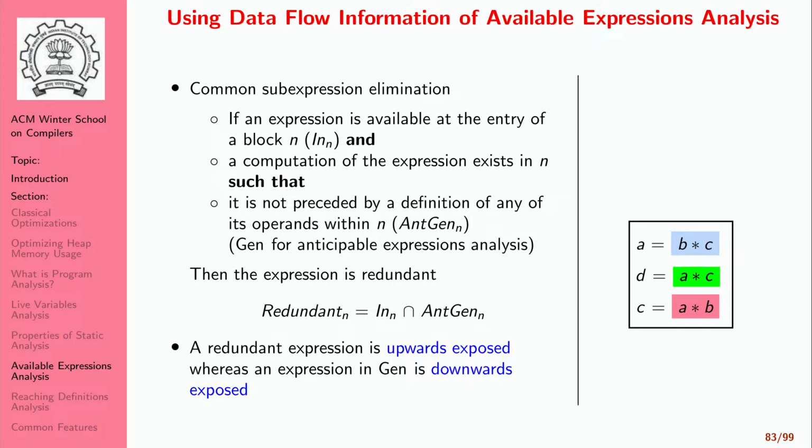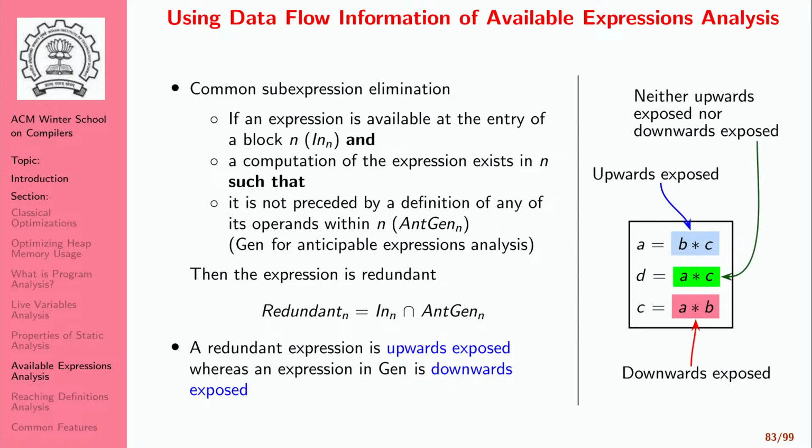For that, what we want is, along all these paths reaching here, A star B should be available. Then in this path, neither A nor B should be modified. Because if A or B is modified in this path, then the value of this expression may not be same as the value of this expression. So with these two conditions, we say we can perform available expressions analysis.